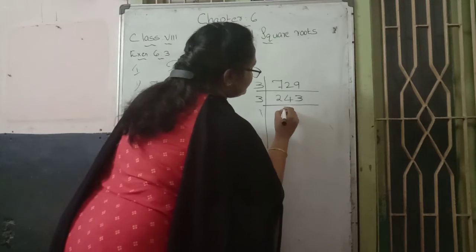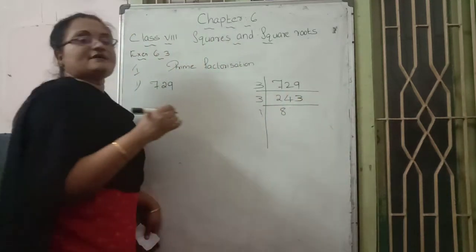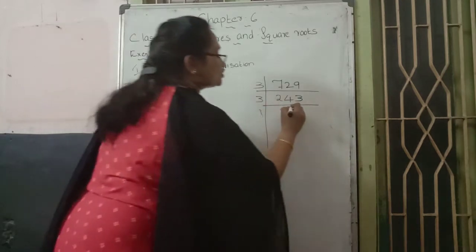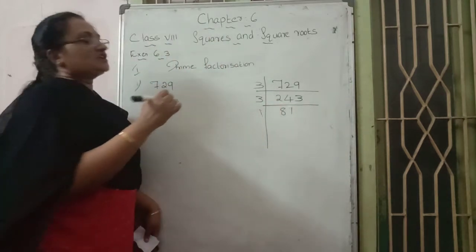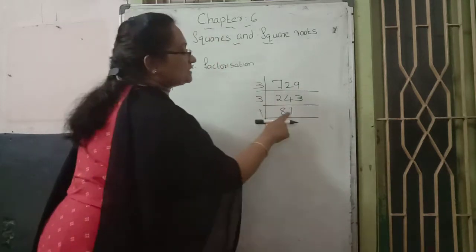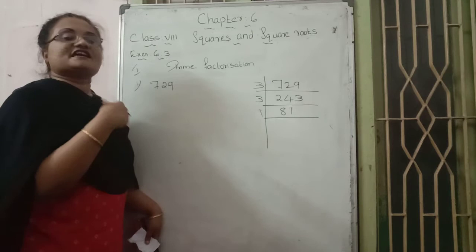3 8s are 24. The next number to bring down is 3. 3 table, when we get 3 as the answer, 3 into 1 comes to be 3. Then again we continue with a prime number. First we check 8 plus 1, 9. So we can continue with 3.